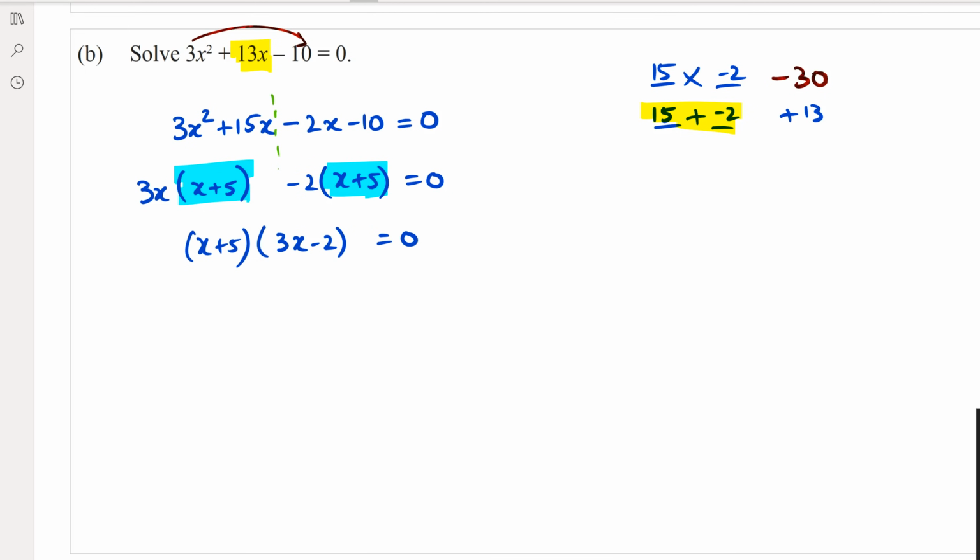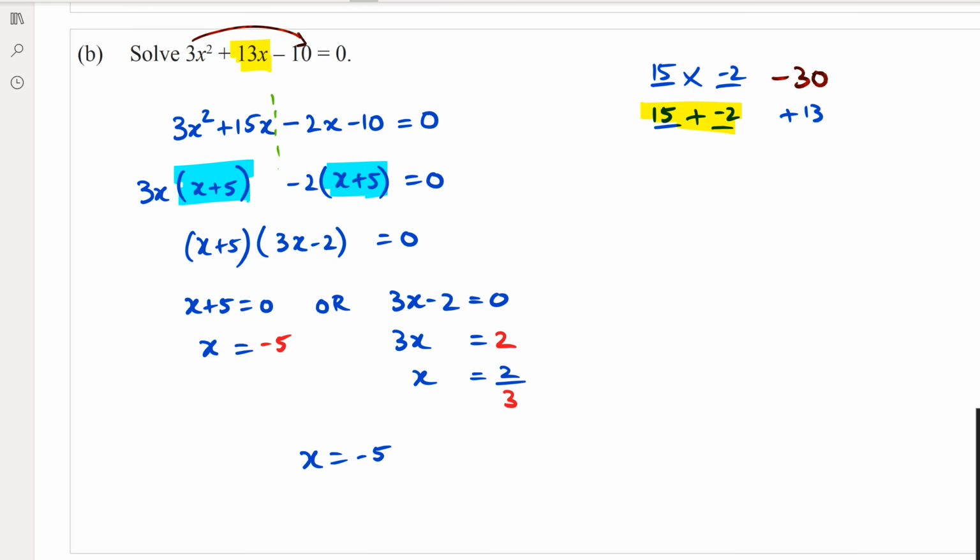So this is not finished yet. We've got to try and solve it. So we've got x plus 5 equals 0, or 3x minus 2 equals 0. The first case is x is equal to minus 5. And then the second case is 3x is equal to 2, and x is equal to 2 over 3. So my 2 answers are x equals minus 5 or 2 over 3.